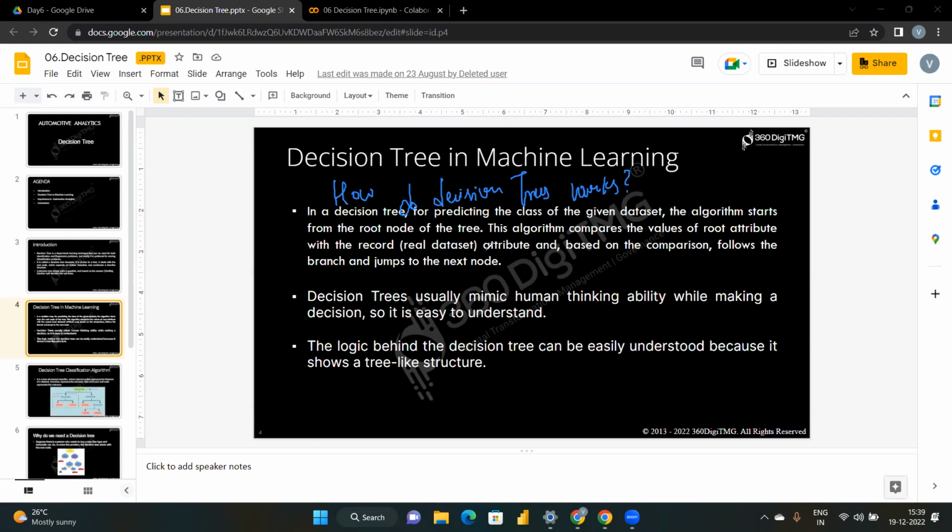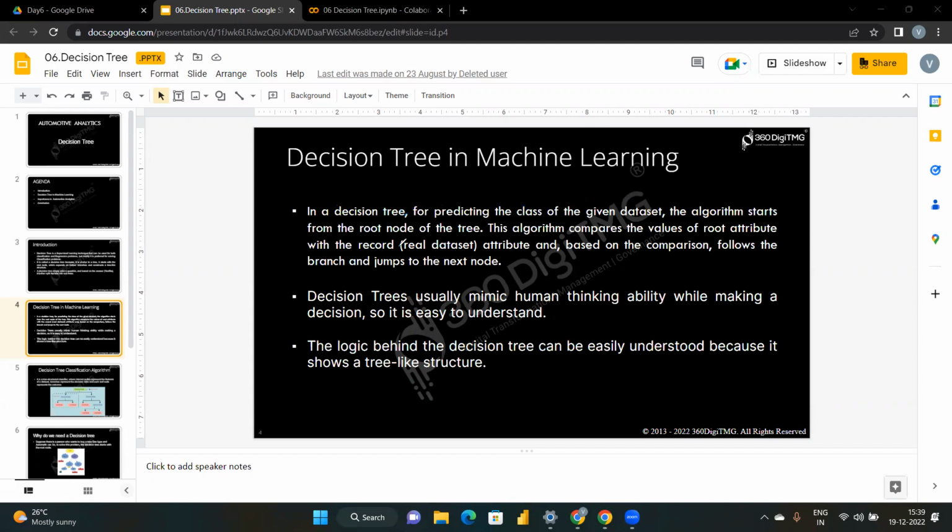Okay. The creation of subnodes increases the homogeneity of the resultant subnodes, which is important. The decision tree splits the nodes on all available variables and then selects the split which results in the most homogeneous subnodes. Okay. So the algorithm selection is also based on the type of target variables. Let us look at some algorithms, guys, which are used in decision tree.